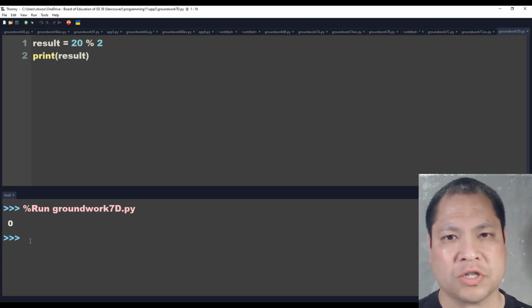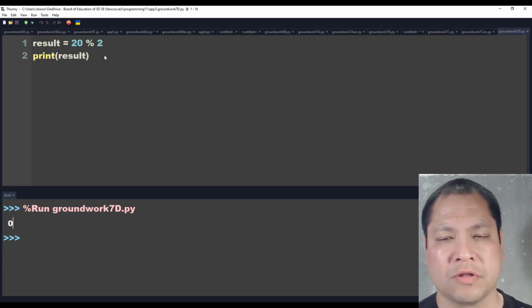So that's pretty much the modulo function. You can use it like any other operator, add, divide, subtract, etc. But this is one that we use in computer science once in a while, and so they have a special one for that.